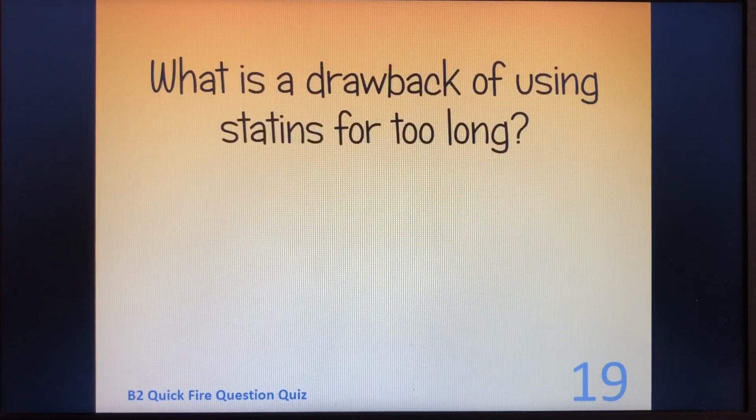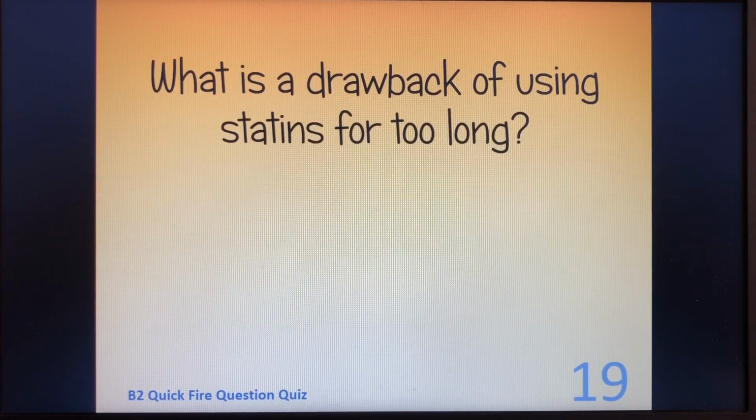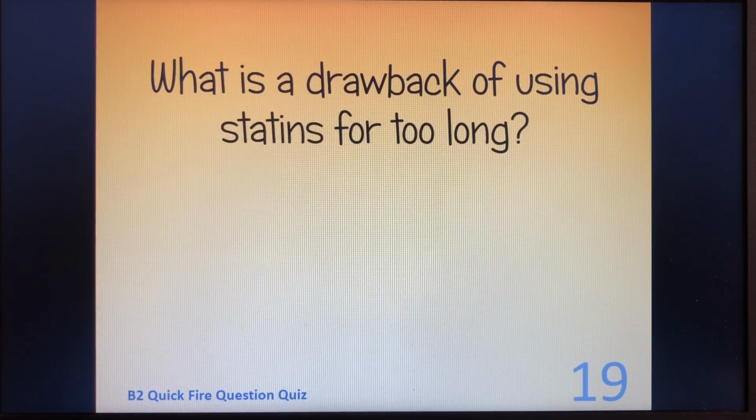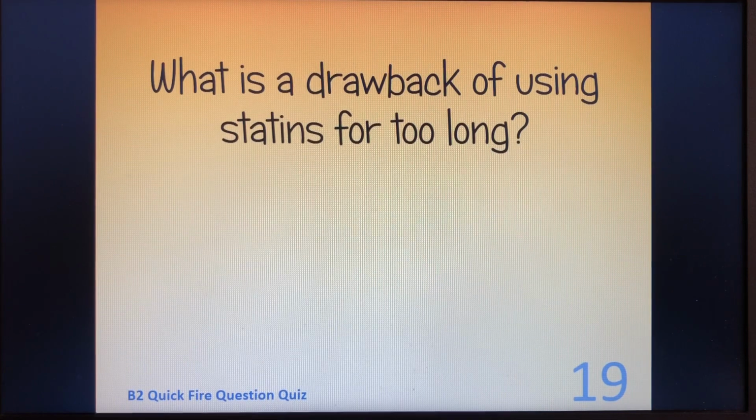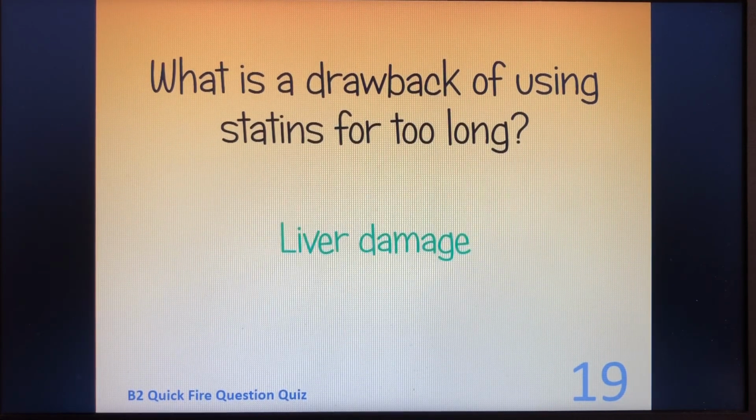Okay, question 19. What is a drawback, so that's a negative, of using statins for too long? So linked question here. What is a drawback of using statins for too long? What can they damage? And the answer is the liver.